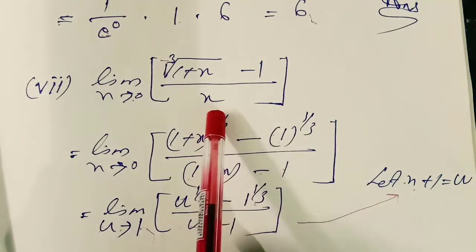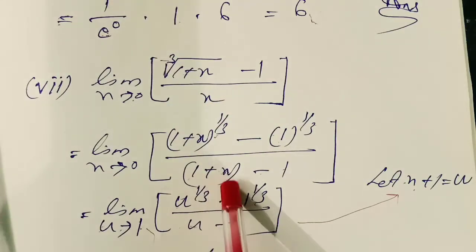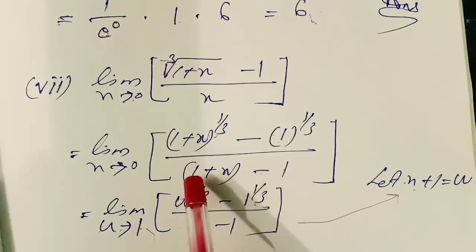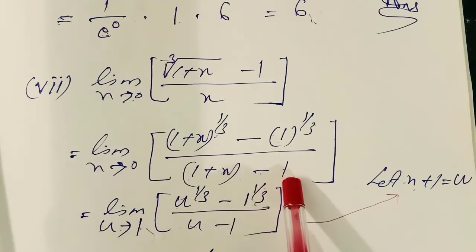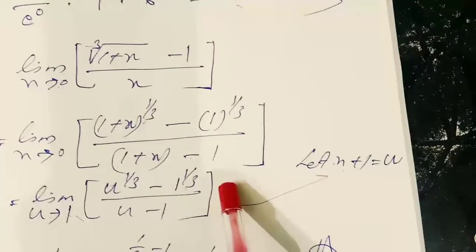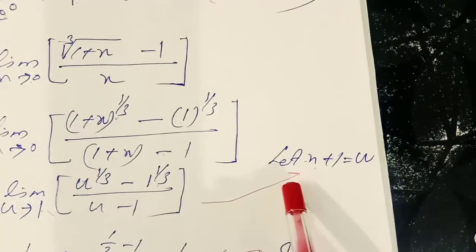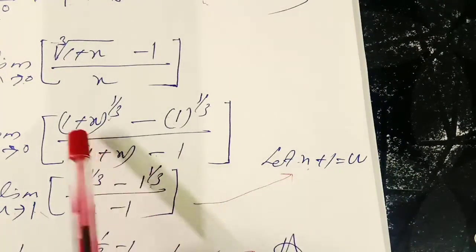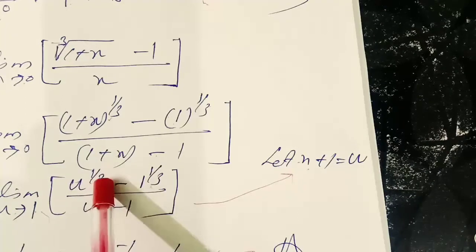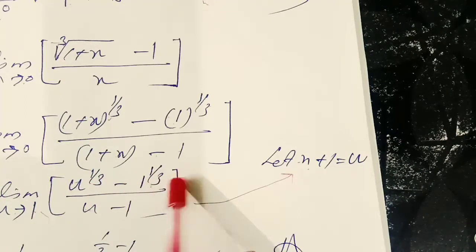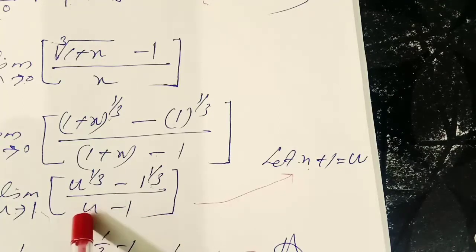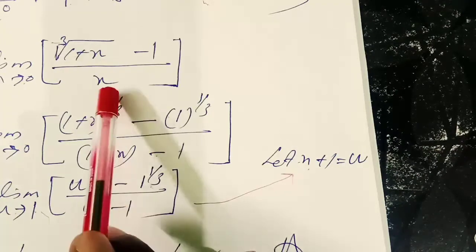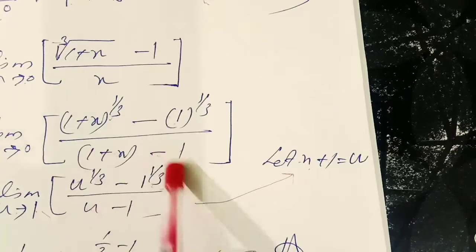Here the denominator given x, I have to write in this way: 1 plus x minus 1, because 1 will be cancelled here. Let 1 plus x equal to u. If I write 1 plus x equal to u, then this will be u to the power 1 by 3, 1 to the power 1 by 3, and here u minus 1, where u is x plus 1. If I write here x plus 1, x will come, 1 will be cancelled out. Now it is converted to the formula.